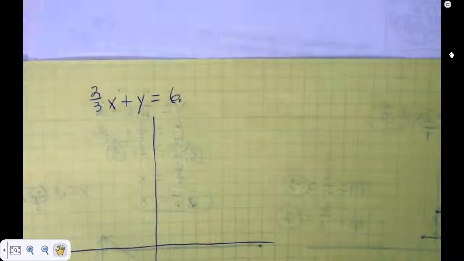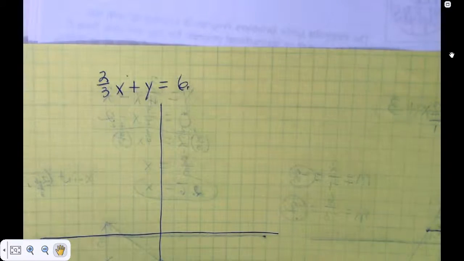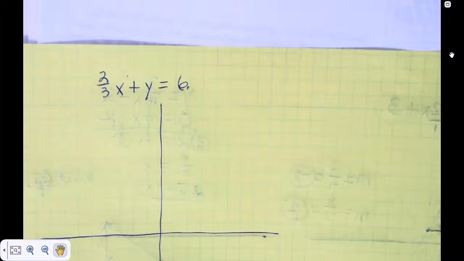So 2/3 x plus y equals 6. What's wrong with this? We can't graph it, can we? We can't graph it. Now look. Here's our option. If I need to graph it, here's my option.